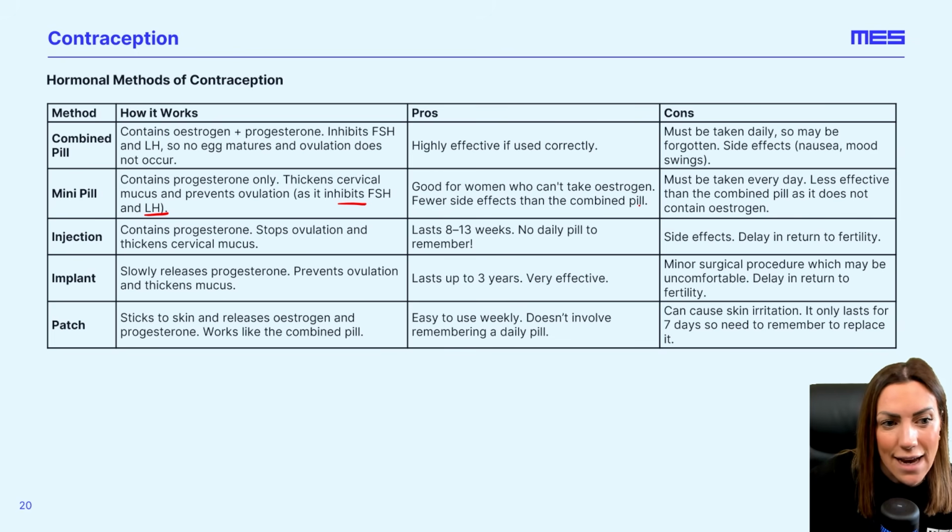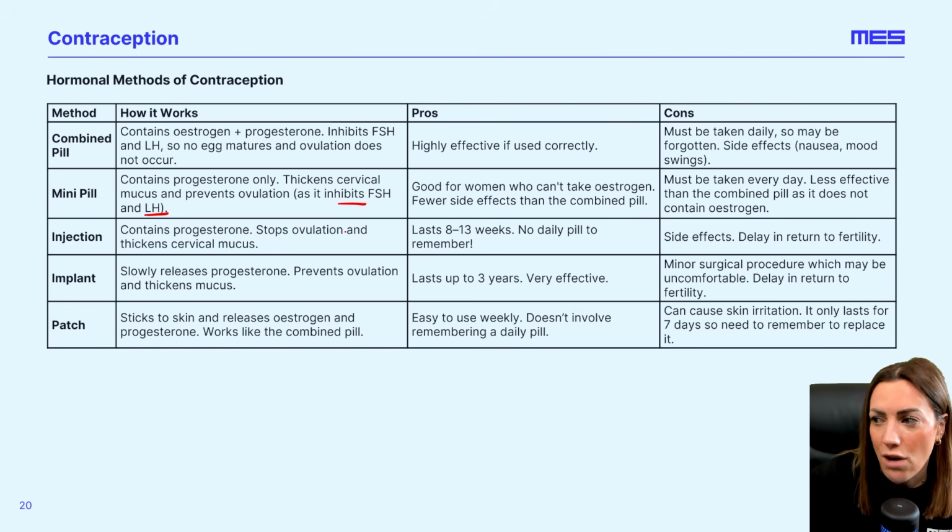So it does have fewer side effects, but just like the combined pill, it has to be taken every day. You might forget it, and if you forget to take it, then it's not as effective, right? It's not quite as effective as the combined pill, as it does not contain estrogen, but it does contain progesterone, so it should still block both FSH and LH, which means eggs do not mature and they are not released from the ovaries.